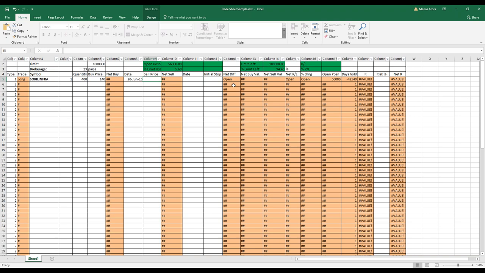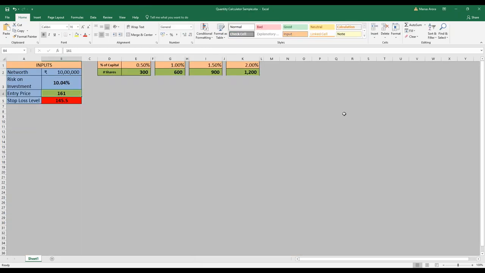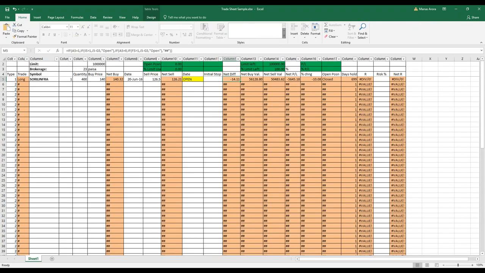And in the sell price column, you will write 126.50, which was your initial stop. In the selling date column, you will write open, because as long as this trade stays open, you will just write open here. Initial stop is your original stop that was there in the stock. So 140, 126.50. Your original stop was 10.06%. This is important. I'll explain why you need to write it here. It will help you in making good decisions in the future.